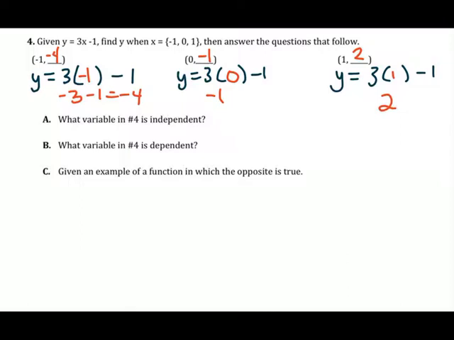So think about this. In number 4, which variable was independent? Or which variable caused the other variable to change? That would be x. X was independent because x determined our y value, which means that our dependent variable was y. Y changed based on the value of x that we plugged in. So it changed based on x.